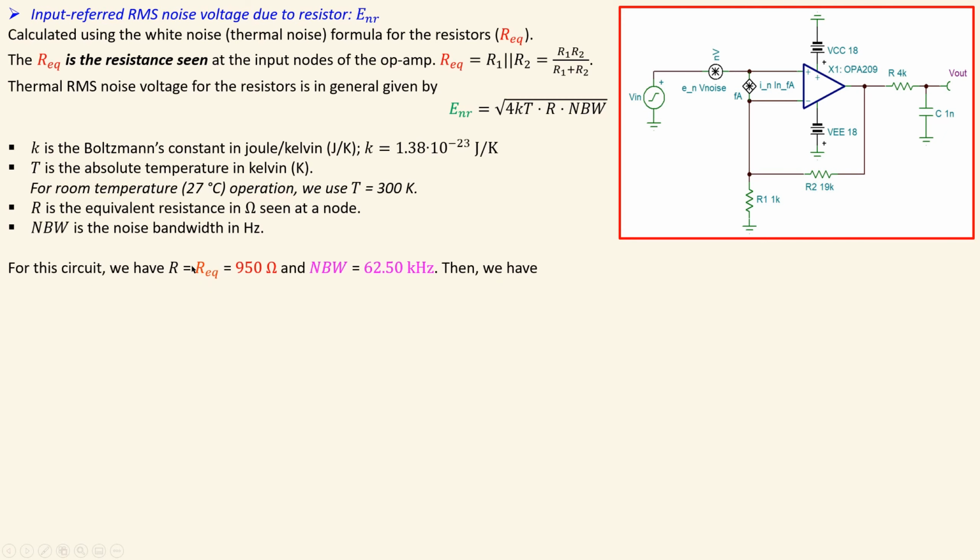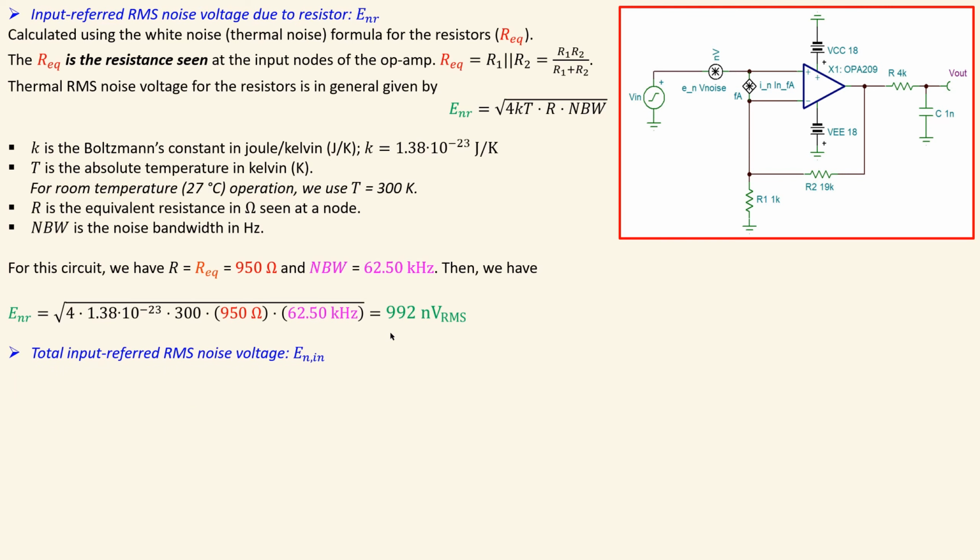So for this circuit, we have R equal to 950 ohms, and our noise bandwidth will be 62.5 kilohertz. Then if you just substitute in here the required values, you will have this, and I will have 992 nanovolts RMS. That is what we have for the thermal noise voltage.